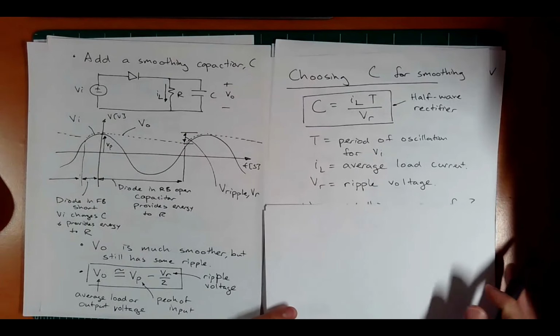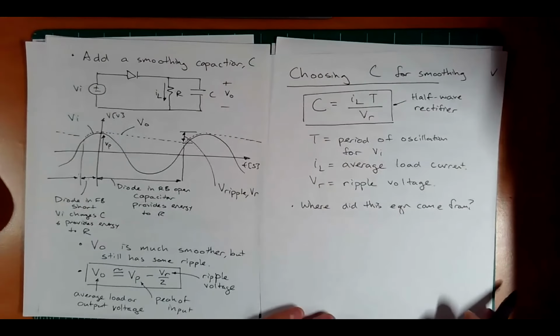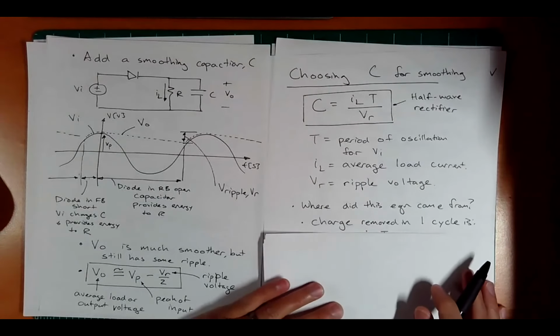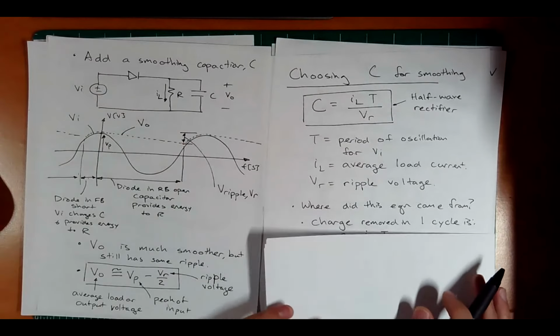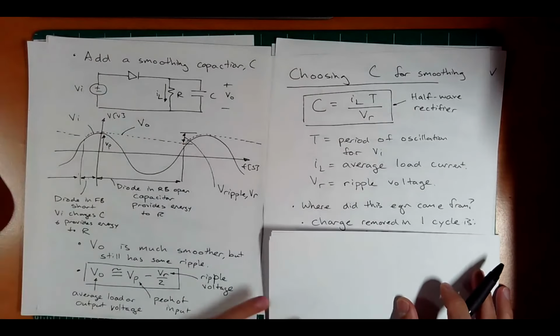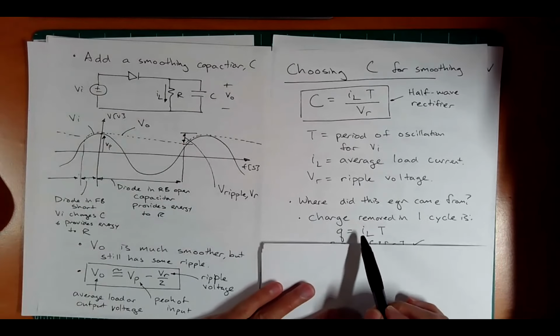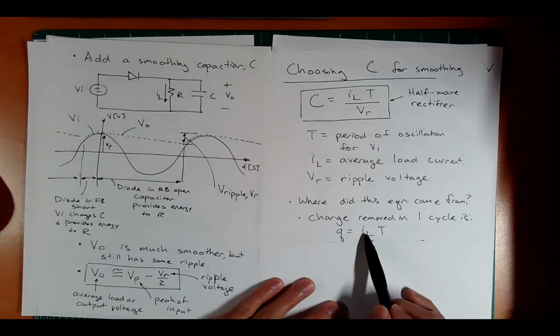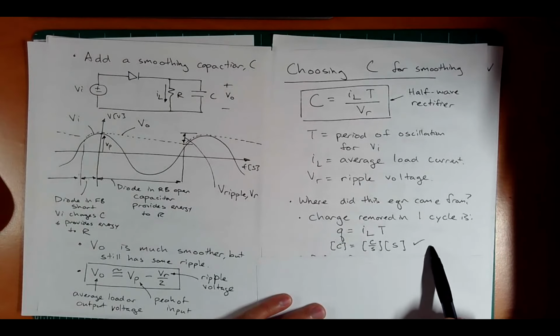And maybe a question you might have is, well, where does this equation come from? It just seems arbitrary, pulled out of the hat. So let's imagine that the charge that's removed from one cycle can be computed. In fact, we can use this equation here. This is basically the definition of current. Current is charge per time, or I've just rearranged it, charge equals current times time. Coulombs per second, seconds, you can see the dimensions cancel.